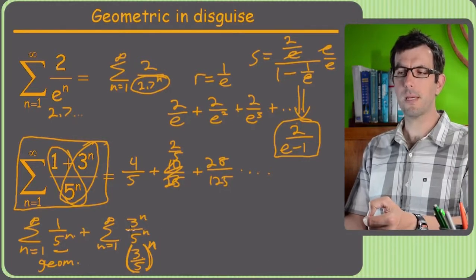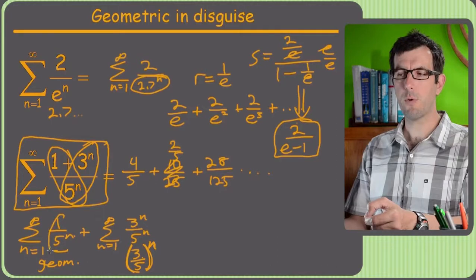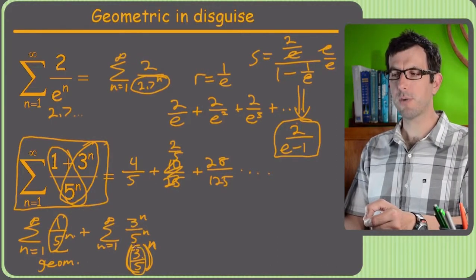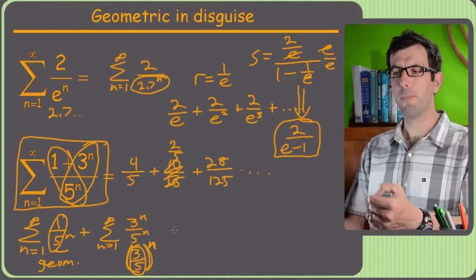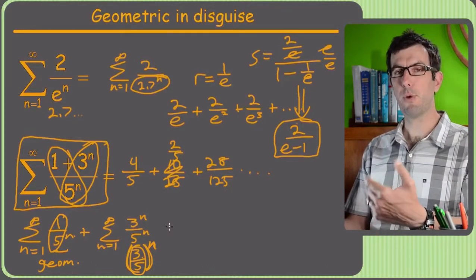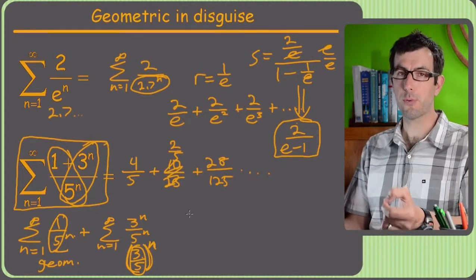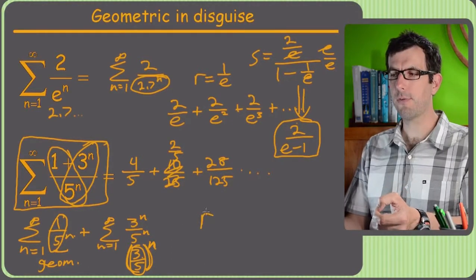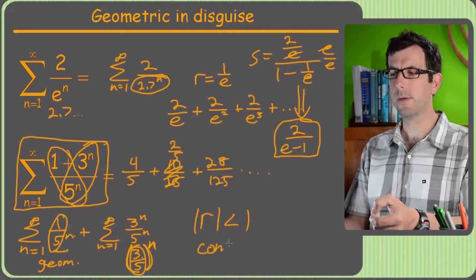And then also, because both these have a ratio less than 1, the ratio in this one is 1/5, the ratio in this one is 3/5. So because those are both fractions less than 1, they're both approaching 0, they both converge by the geometric test, the geometric ratio test, which said that the absolute value of r has to be less than 1. Therefore, this series converges as well.